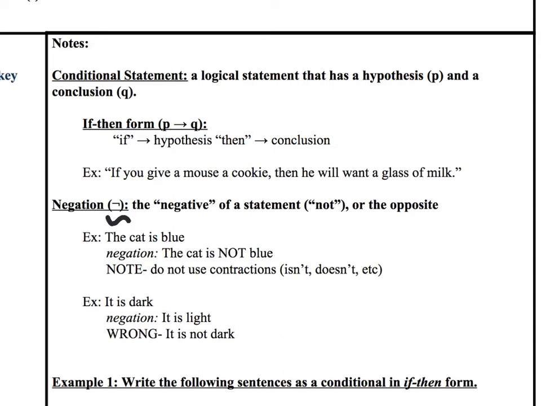So some examples. The cat is blue. The negation of that is the cat is not blue. Don't use the words isn't or doesn't. If you're trying to negate, it is dark, you do not say, it is not dark. You say, it is light. So you're doing the opposite.